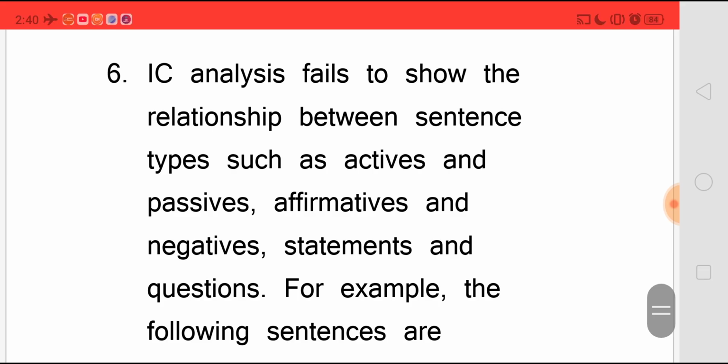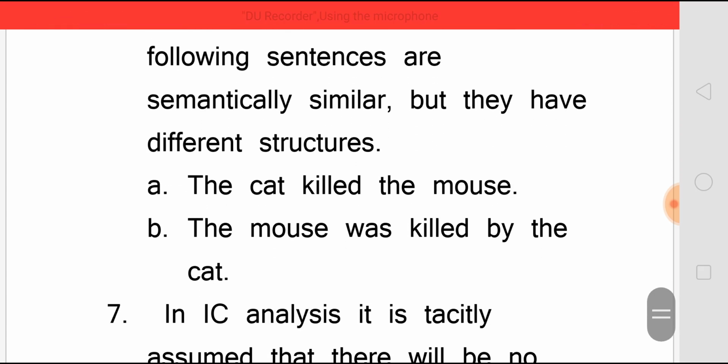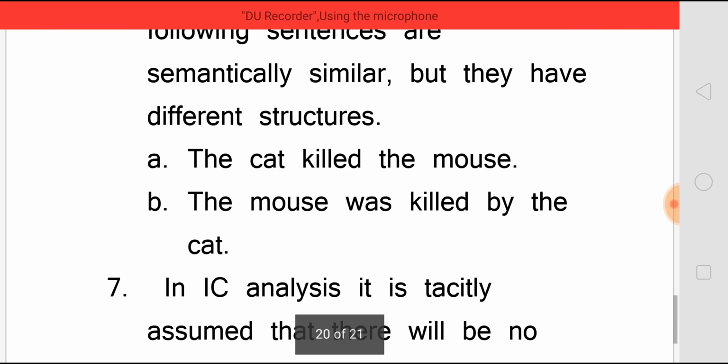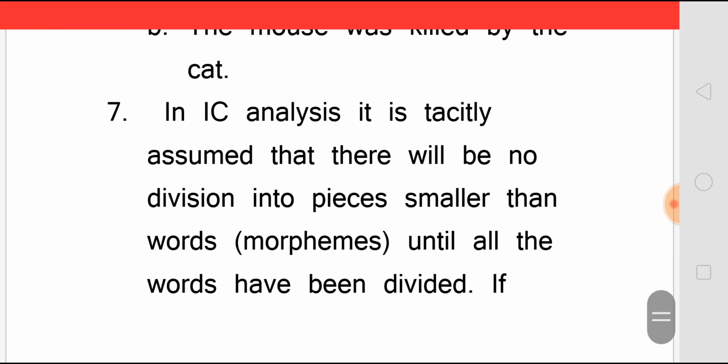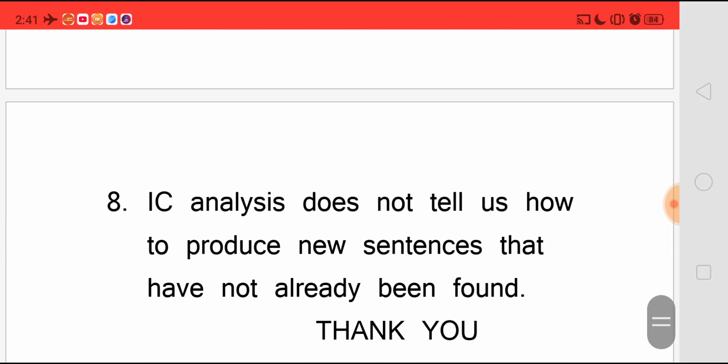IC analysis fails to show the relationship between sentence types such as actives and passives, affirmatives and negatives, statements and questions. For example, the following sentences are semantically similar but they have different structures. The cat killed the mouse. The mouse was killed by the cat. In IC analysis, it is tacitly assumed that there will be no division into pieces smaller than words, that is morphemes, until all the words have been divided up. IC analysis does not tell us how to produce new sentences that have not already been found.